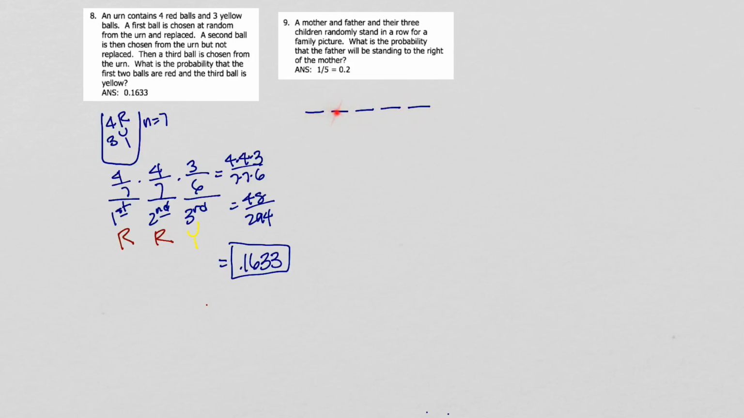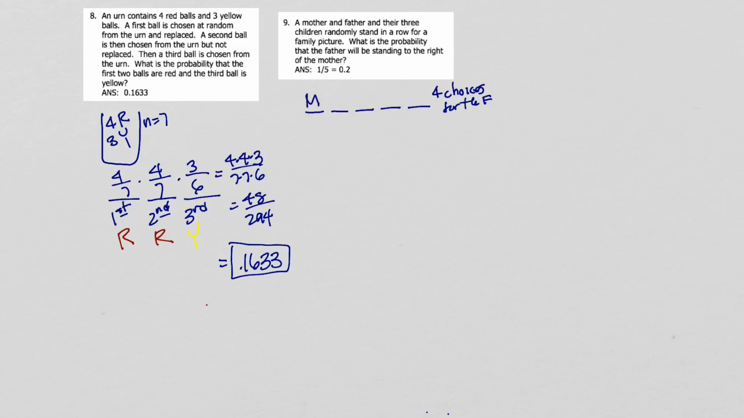So where could the mother be so that the father's to the right here? So the way I'm looking at this is that the mother could be here, right? The mother could be here, and let's see. So then if the mother was there, we would have 4 choices for the father, right? The father could be here, here, here, or here if the mother was here.